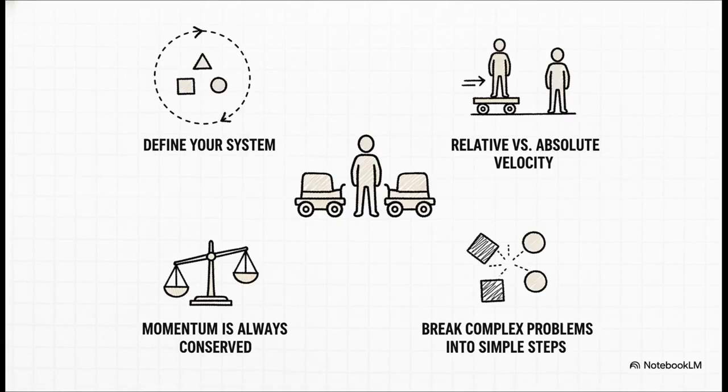What are the big lessons here? First, always define your system clearly before you start. What's interacting? Second, never forget the relative velocity trap. That's the number one pitfall. You always need velocities relative to the ground. Third, just trust the law. Conservation of momentum is your best friend in these problems. It always works. And finally, probably the most important strategy. Take a scary, complicated problem and break it down into smaller, bite-sized pieces. That's how you conquer physics.